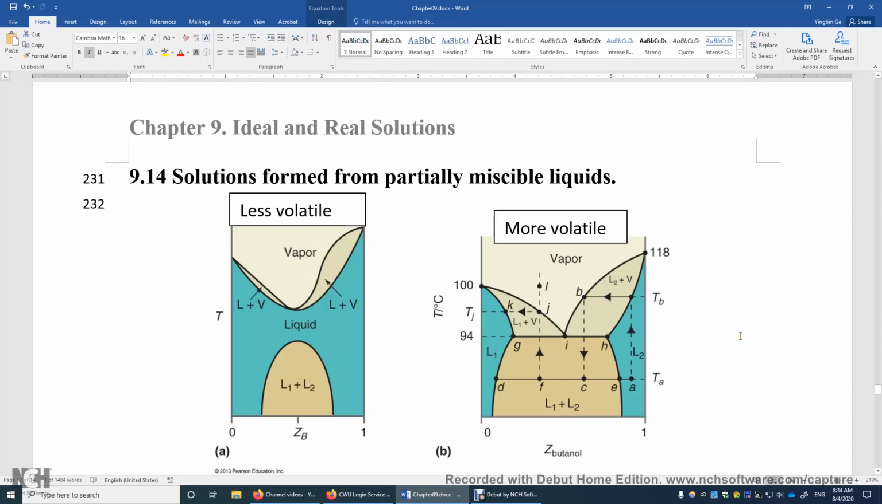Section 9.14, solutions formed from partially miscible liquids. Alright, let's look at this picture. You have A and B, two components.